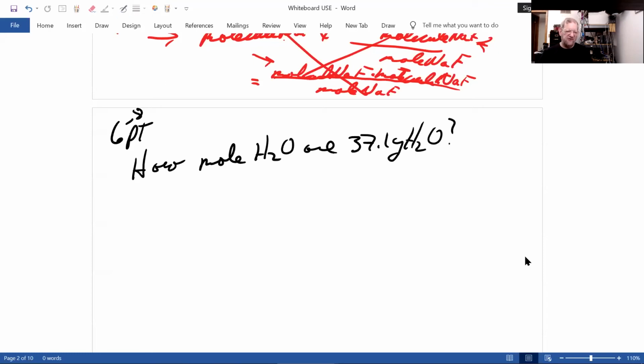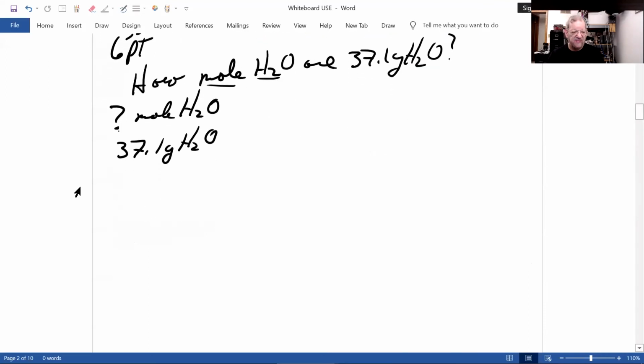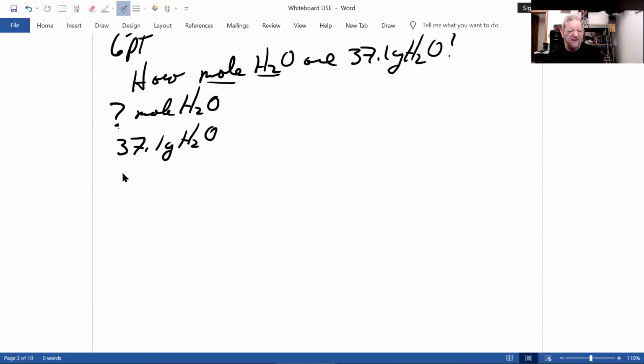And let's look at the following 6 or 8 points, depending on my mood, maybe even 10. How many moles of water are 37.1 grams of water? What do I do? Well, find out what units you're being asked to find. And that's moles of water. Next, what are you given? 37.1 grams of water. Well, I only have one number, and therefore I'm going to come over here and start here.